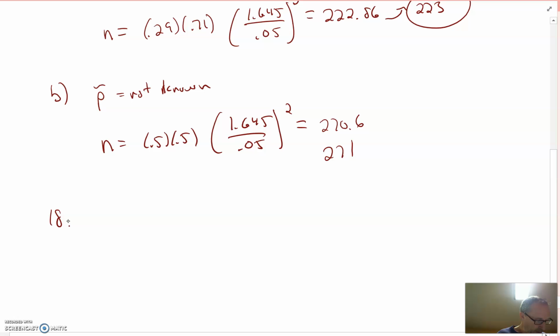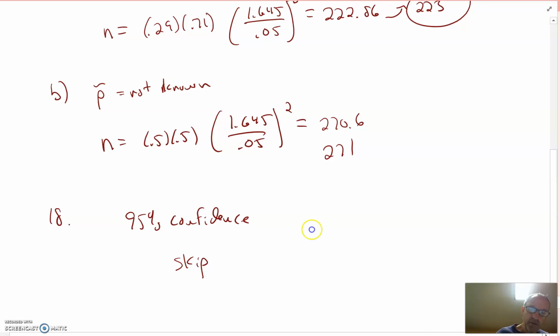Obesity is defined as a body mass index, BMI, of 30 kilograms per square meter or more. A 95% confidence interval. So we might be running the InvNorm program or the InvNorm function and getting the z values for that. The percentage of U.S. adults age 20 years and over who were obese was found to be 22.4 to 23.5. What was the sample size? You know what? We're going to skip this problem. So skip 18. It's not quite what I was thinking. And let's go to 19.